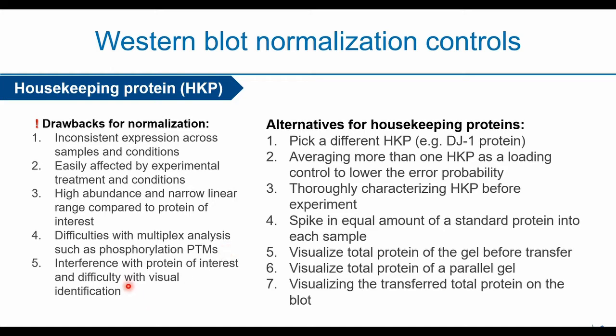Lastly, housekeeping protein also can interfere with your protein of interest imaging, because we often choose housekeeping proteins that have a different molecular weight than your protein of interest. For example, if I want to study actin, there are different types of actin. I cannot choose an actin that is very near to the protein of interest as a housekeeping protein. So I need to choose something else to be the housekeeping protein. So there are a lot of matching combinations to be considered before you carry out your experiment.